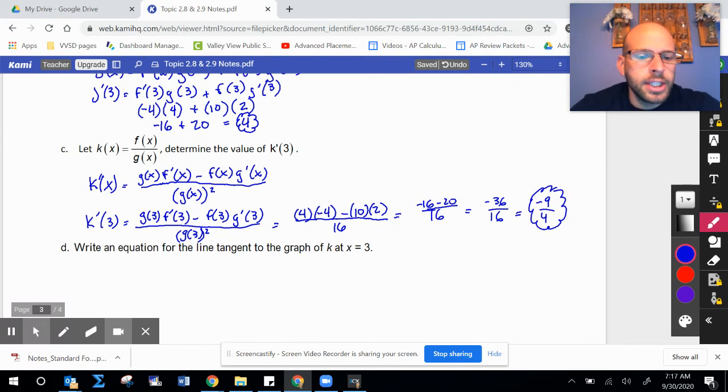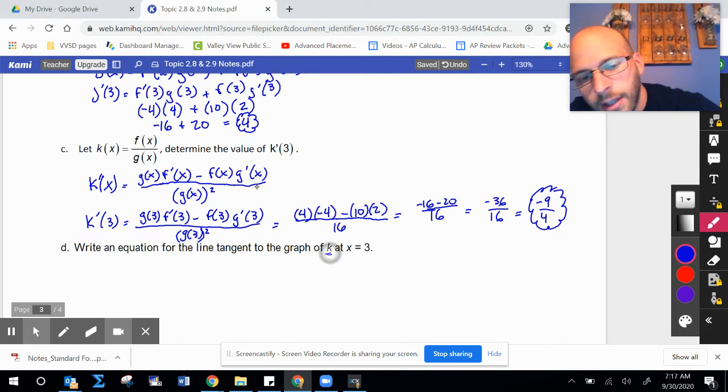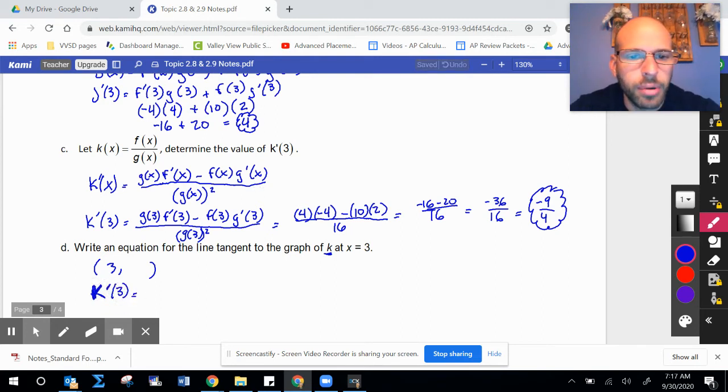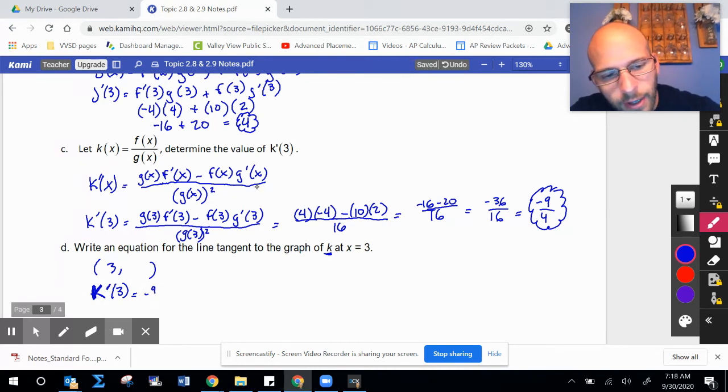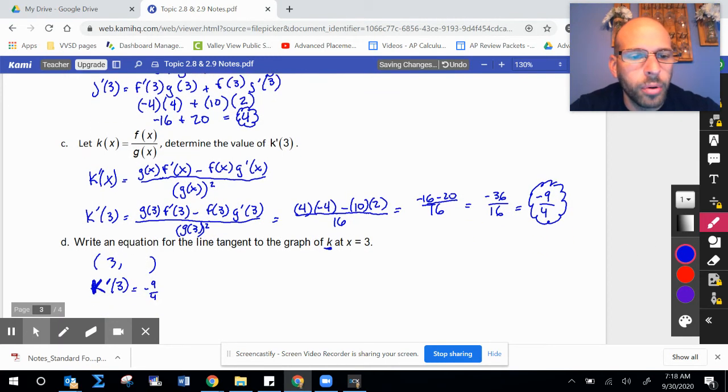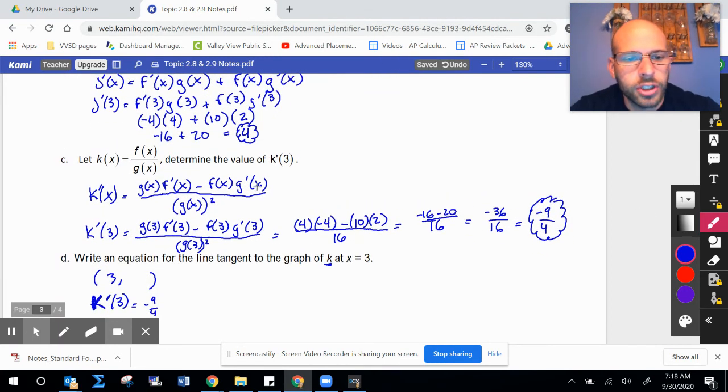So if you look at part D now, write the equation of the line tangent to the graph of k at x equals 3? Well, I need a point, right? 3 comma what? And I need a slope. So I need to know what k prime of 3 is. Well, we just found k prime of 3. That was part C. So that's a negative 9/4. We already did all the hard work. I just need to know what the output is for this function.